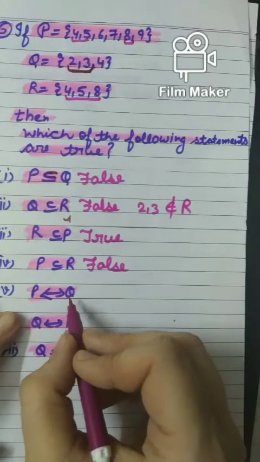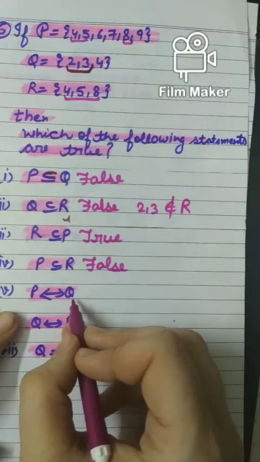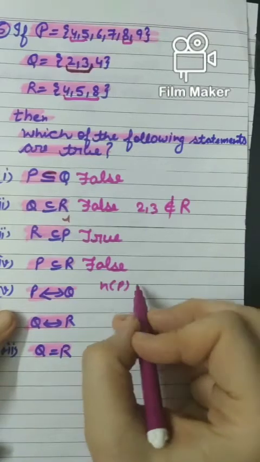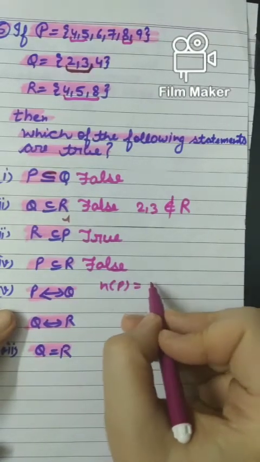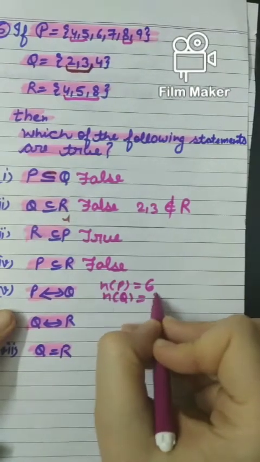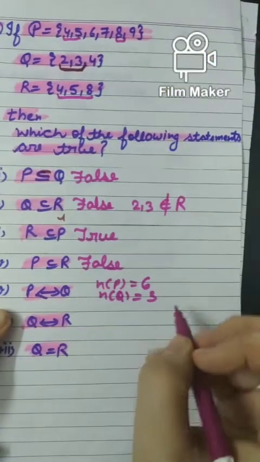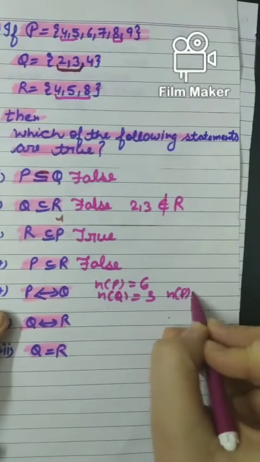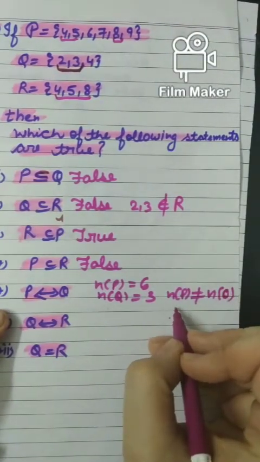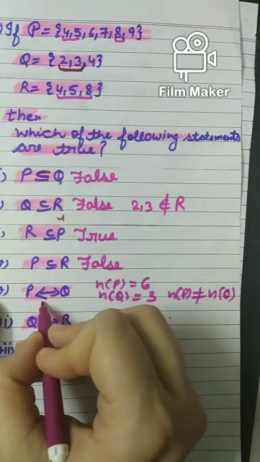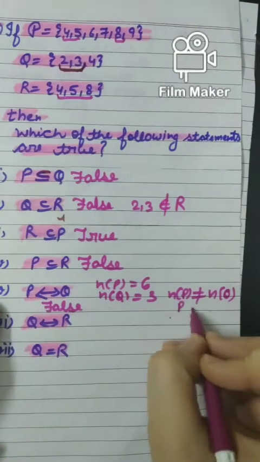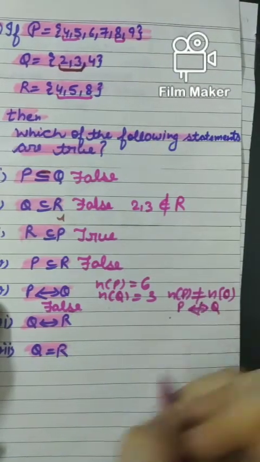Next they are saying P is equivalent to Q. Beta, for this I will have to see the cardinality of P and the cardinality of Q. So the cardinality of P is 6. It has 6 elements. The cardinality of Q is 3 because it has 3 elements. So as the cardinality of P is not equal to the cardinality of Q, these sets are not equivalent, right? These are not equivalent, which means this statement is false. Okay, P is not equivalent to Q.